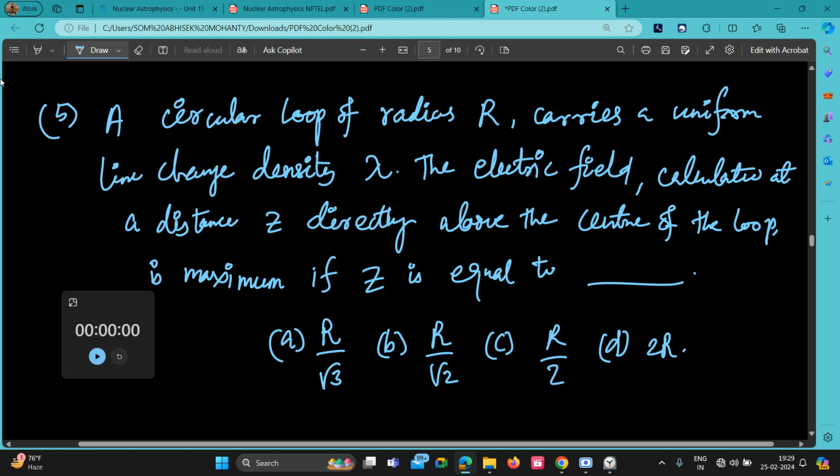Okay, you have 2 minutes for this. 1.5 minutes, take. You should take 1.5 minutes only for this question. Already 20 seconds gone. A circular loop of radius r carries a uniform line charge density lambda. The electric field calculated at distance z directly above the center of the loop is maximum if z is equal to dash.